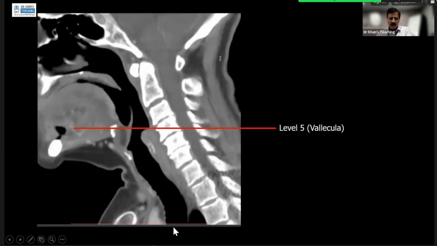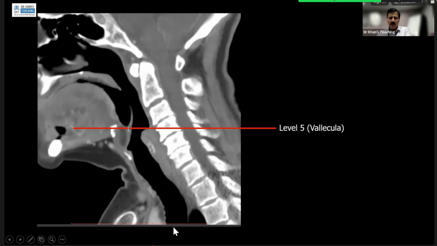Next slice, level 5. Now what has happened? This is vallecula, or the valleculae. There is right and left valleculae. That is the level. So what happens is that the epiglottis here is connected to the hyoid bone. How is it connected? It is connected via a midline structure, which is known as the hyoepiglottic ligament.